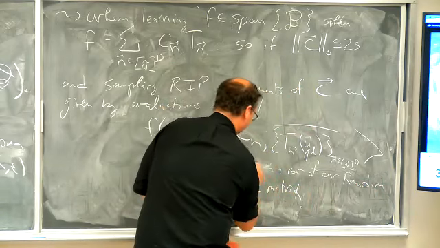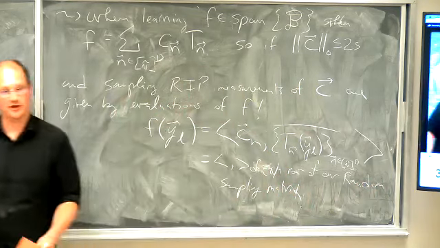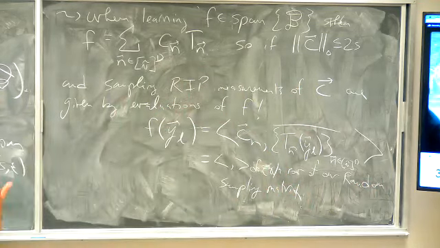C, inner product of C with a row of our random sampling matrix. Yes. All right. So this is why random sampling matrices and RIP results work out well with this particular type of RIP matrix. Okay, good.